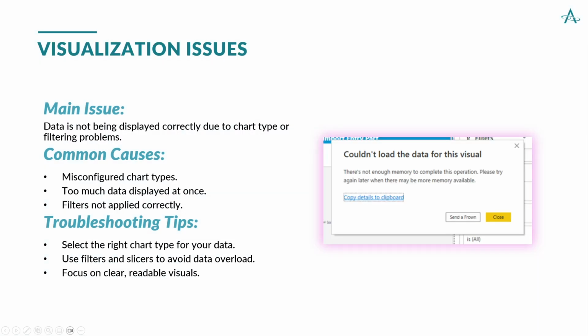Visualization issues in Power BI arise when data is not displayed as expected due to filtering problems, misaligned chart types, or excessive data leading to cluttered visuals. So the solution here would be to make sure to select the appropriate chart type for your data. Use slicers and filters wisely, and limit the amount of data displayed for clarity.